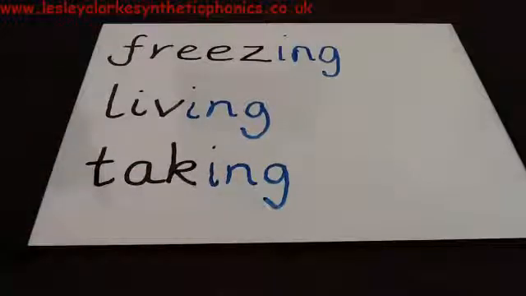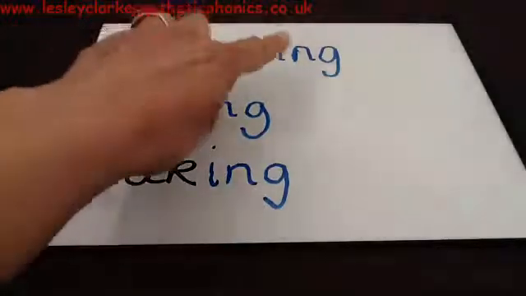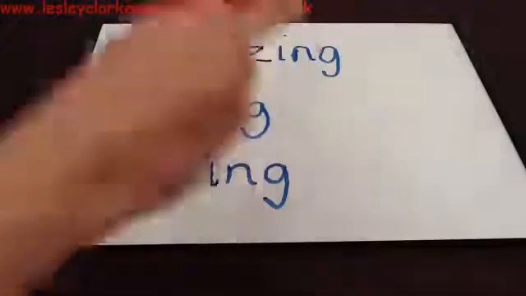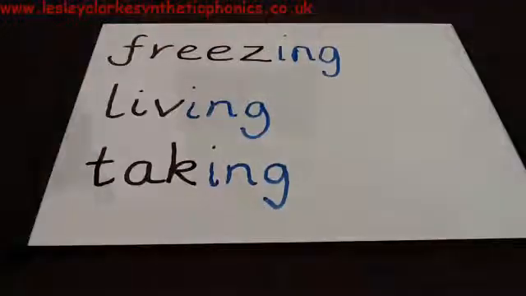Did you notice what I did to all three of those words when I changed them? I took the E away. I rubbed out the E before I added my ing. So if your root word, your little word that you start with, has an E on the end, you need to take away that E before you add your ing. So we're going to play a little snap game now and see if you can remember that rule.